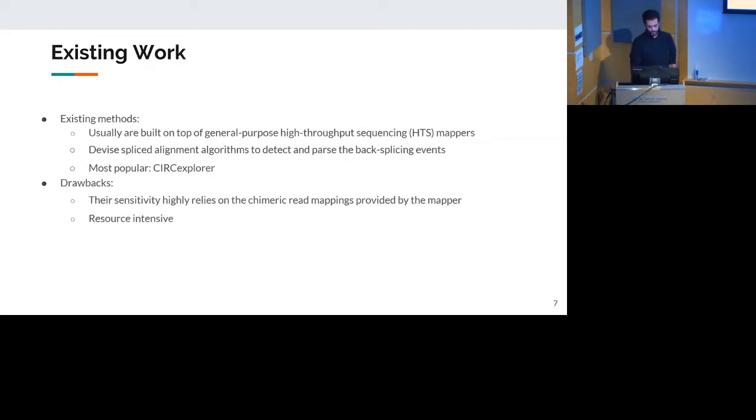The existing methods usually are built on top of general-purpose high-throughput sequencing mappers. One of the most popular ones is called CIRCexplorer. These methods usually have some drawbacks. For example, their sensitivity highly relies on the chimeric reads that are reported by the mapper used, and most of them are resource intensive.